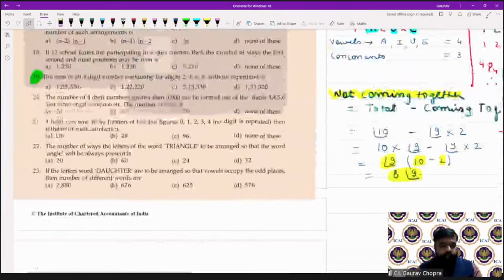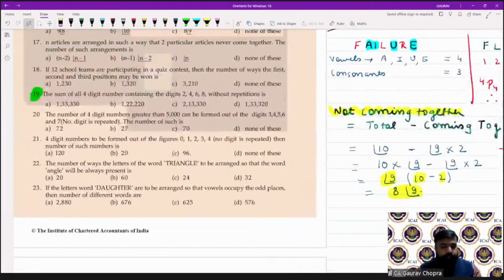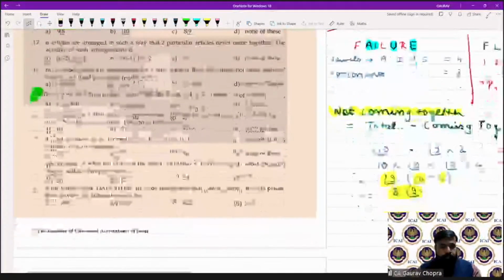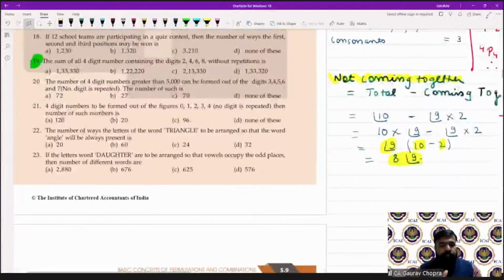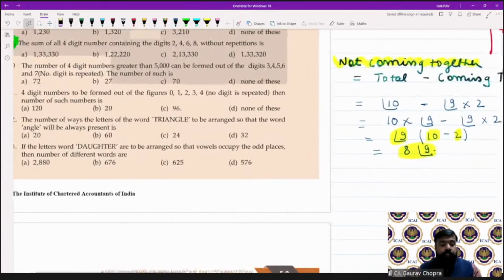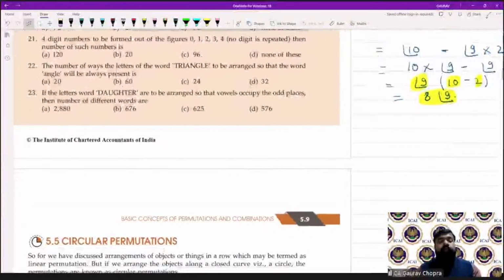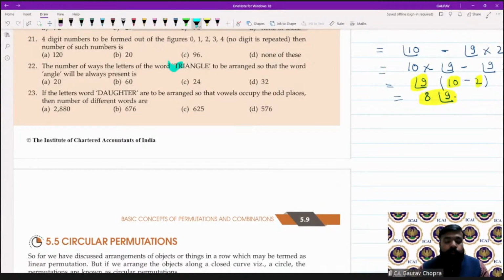Then let's try some more questions. Let's do some arrangement questions. 22. The number of ways the letters of the word triangle can be arranged so that the word angle will always be present. So we have to form words using triangle, but angle should always be present in that word.